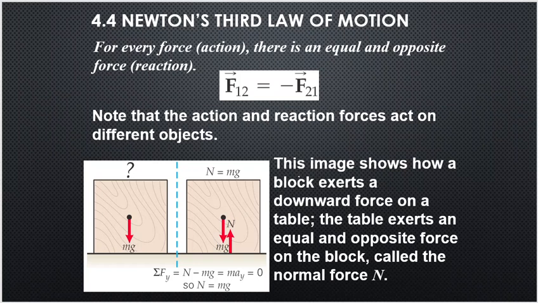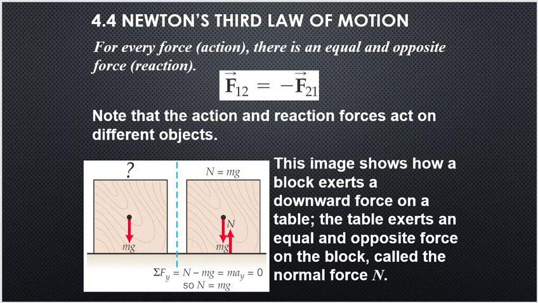So this image shows how a block exerts a downward force on a table. The table exerts an equal and opposite force on the block, called the normal force. So in this case, the weight is pushing down. If there's a force pushing down on the block, and that's its weight, why is it not sinking? Because we know that according to Newton's second law, which describes what happens when a force is applied to a mass, it causes that mass to accelerate. So if this block is not accelerating, then there must not be a net force acting on this block. There has to be some type of force pushing in the opposite direction.